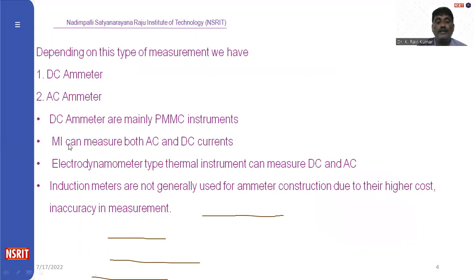Moving iron as well as electrodynamic type ammeters can be used to measure AC currents as well as DC currents, whereas the PMMC instrument is used to measure DC currents only. And induction meters are not generally used for ammeter construction due to their high cost. Induction meters are costly, that's why they are not used.